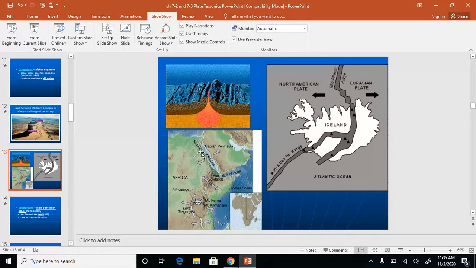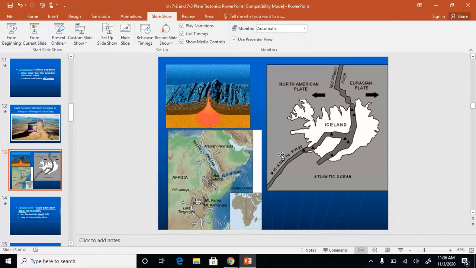And right here we see another example. We see the Red Sea in between the divergent boundary. And here's our example where the magma's coming up from the mantle and it's coming out. The lava comes out, and as soon as it hits the sea, it begins to cool.